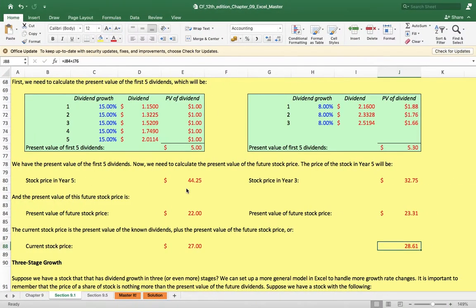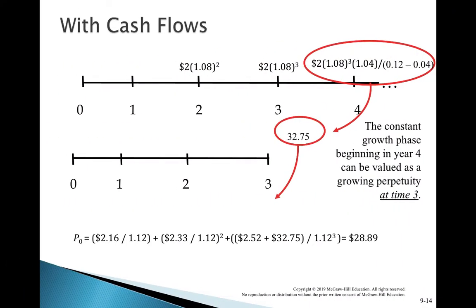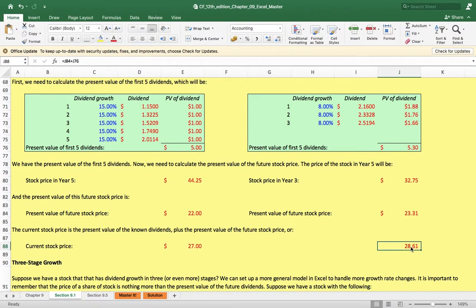Now, before going to the next level of discussion, we have done the solution in the spreadsheet and got 28.61. The same solution we have done in the formula method as well, and we got 28.89. As we are seeing, there is a very minor difference and the same answer came.